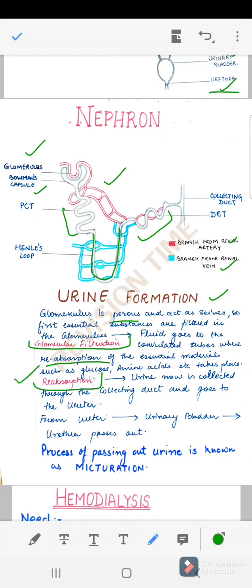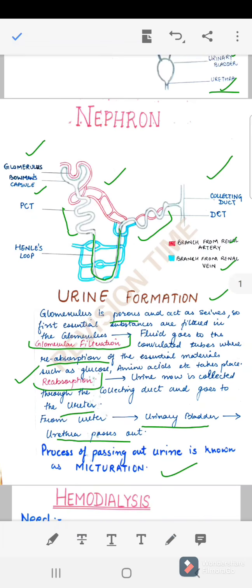So next, the urine now goes to this collecting duct and then goes to the ureter. From the ureter, it goes to the urinary bladder where it is stored, and upon the filling up of this urinary bladder, it passes out through the urethra. The process of passing out of urine is known as micturition.